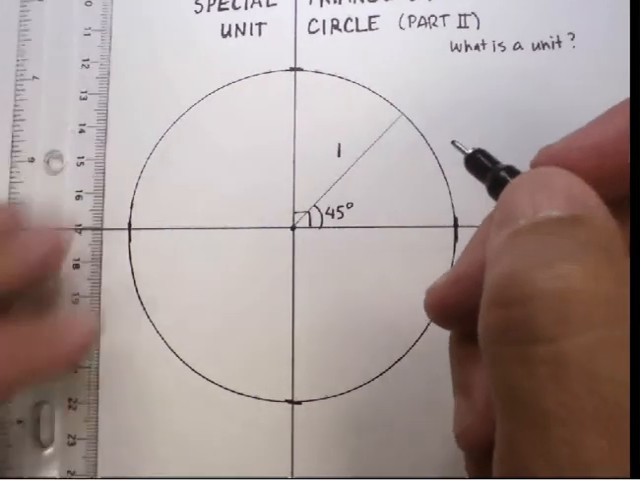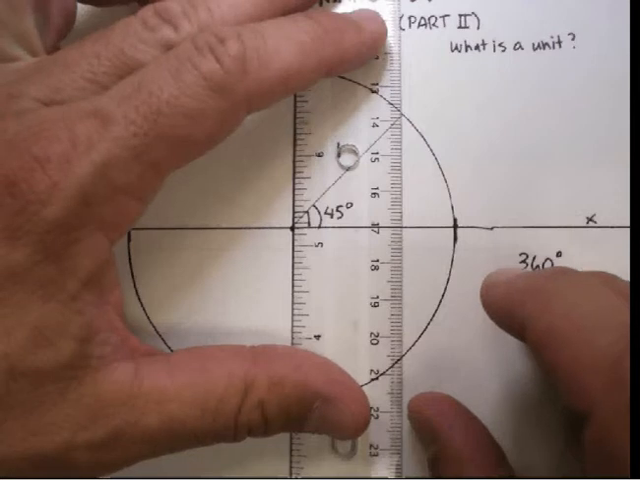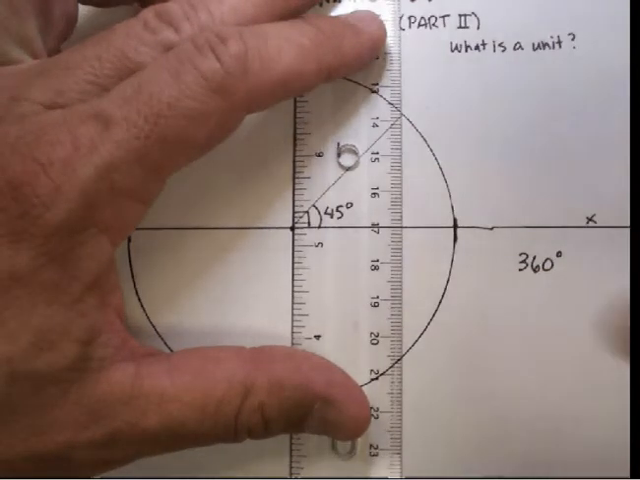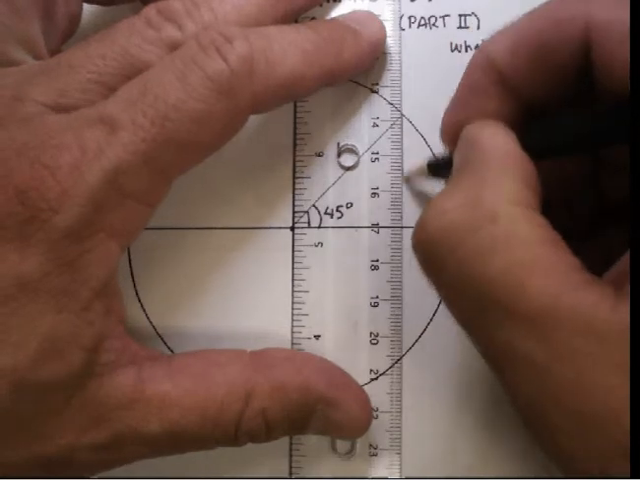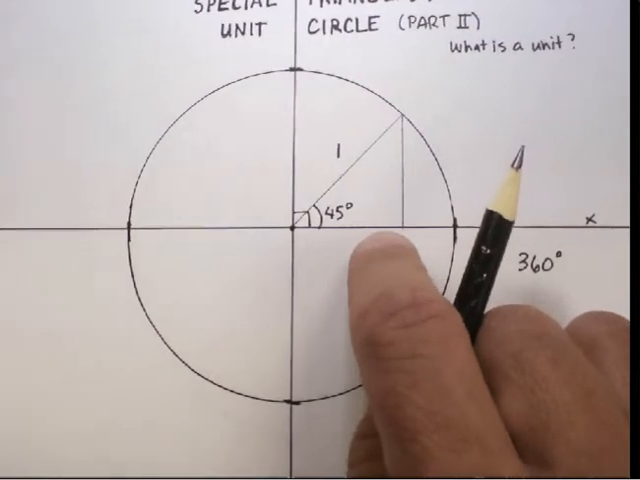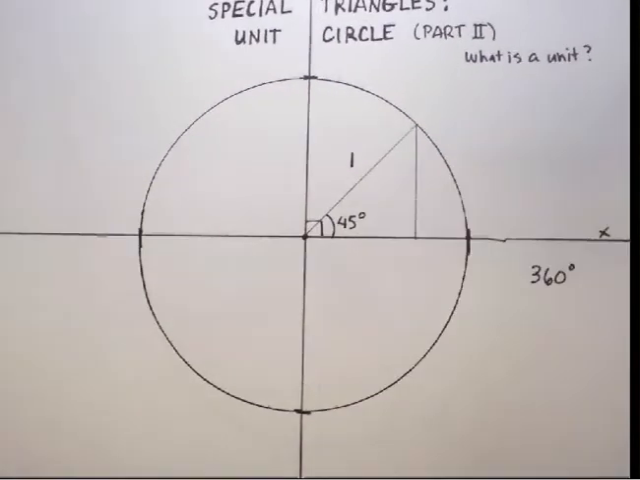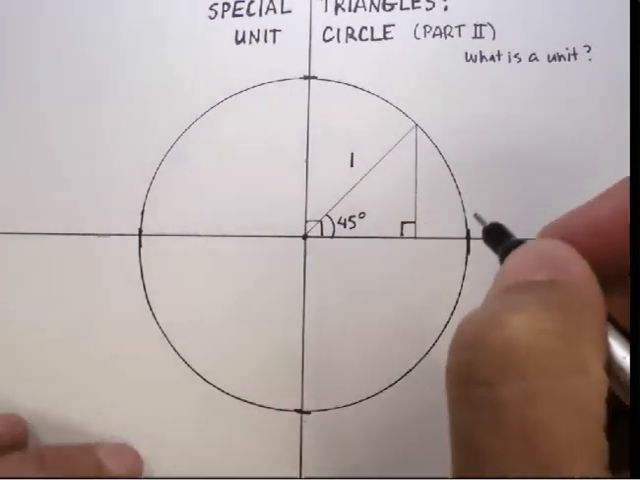What we're going to do now here is we're going to actually create a 45, 45, 90 triangle. Let me show you how we're going to do that. So we're going to go from this point out here straight down. And we're going to create another perpendicular line here. All right? Perpendicular lines. So this is my 90-degree angle.